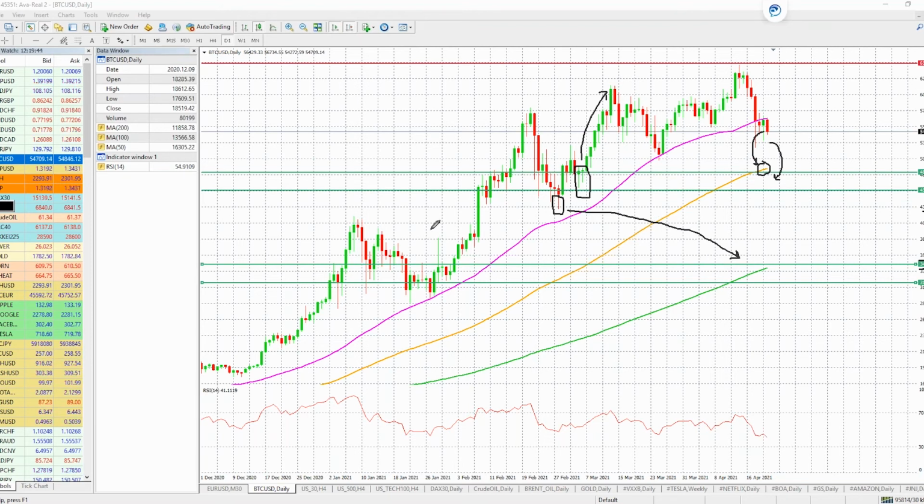However, if we do see the price coming and respecting the low of this one, and then starting to bounce back to the upside, then one could place a stop just below the low of this candle and let this price move to the upside. Of course, it is going to find its first resistance the moment it gets close to its 50-day simple moving average.